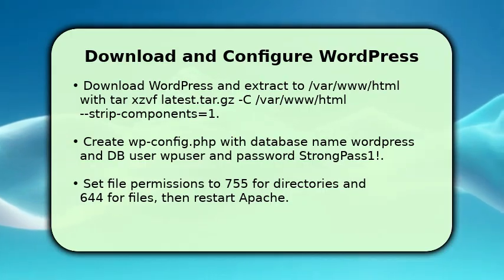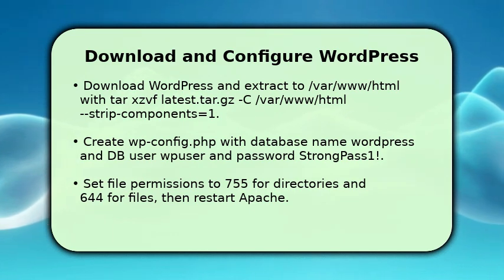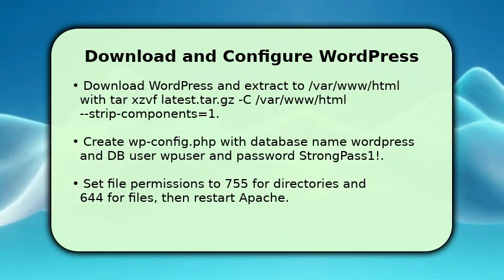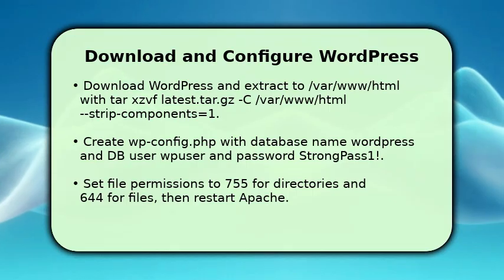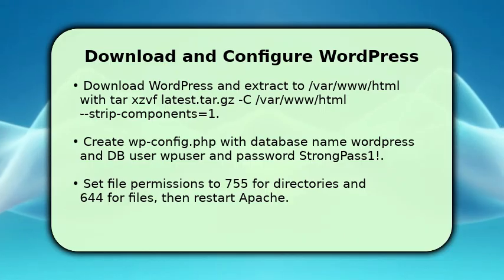Set file permissions, directories 755 and files 644, and chown -R www-data:www-data /var/www/html. Restart Apache with sudo systemctl restart apache2, and complete the web-based installer at your domain.